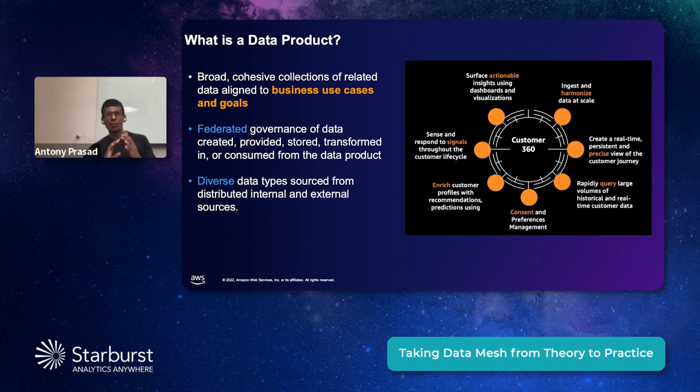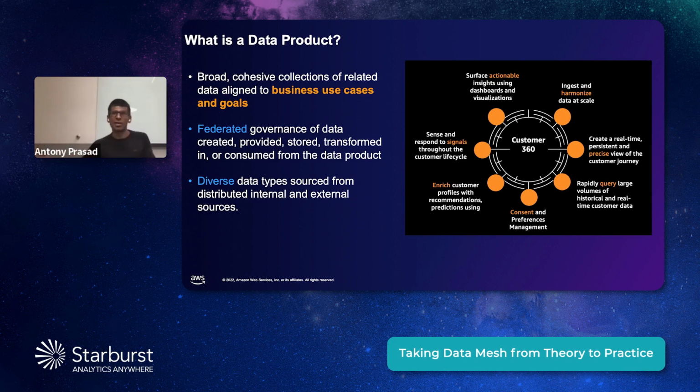Now, what is a data product, right? You may ask. A data product, simply put, is a broad and cohesive collection of related data, right? It could be in the analytics portfolio. It could be ML capabilities. Think of it as a customer 360 flywheel, as you can see in this diagram, right? You're talking about multiple capabilities where you want to incorporate data from multiple sources and across multiple lines of businesses.